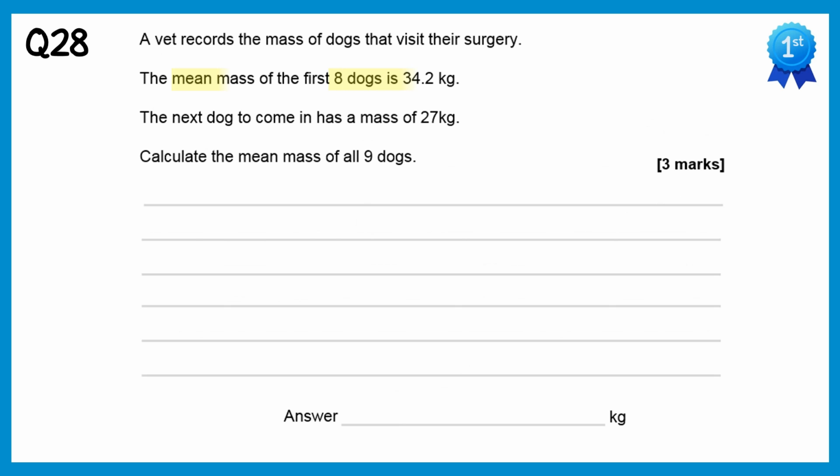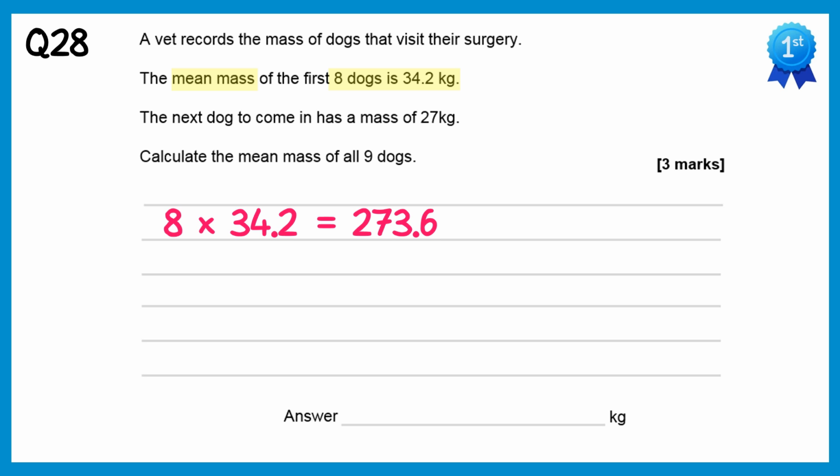In this question, we're told that the mean mass of the first 8 dogs is 34.2 kilograms. This means that when you added up all of the masses and divided by 8, you'd get 34.2. So if we do that backwards and instead do 8 times 34.2, you get 273.6, which is the total mass of all of those 8 dogs.